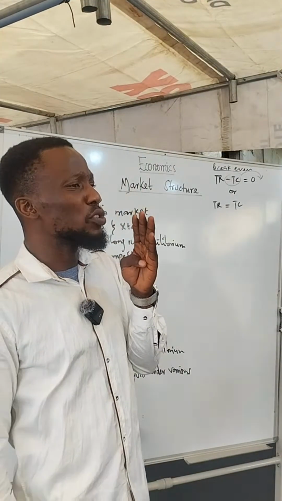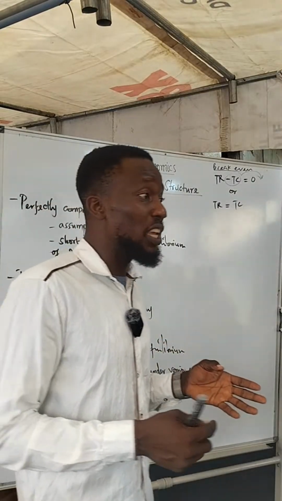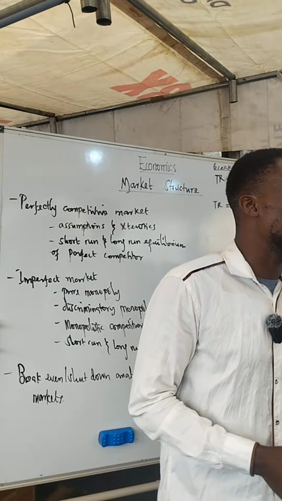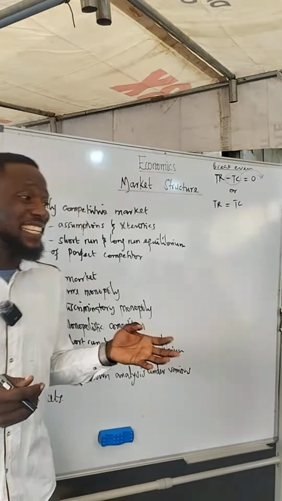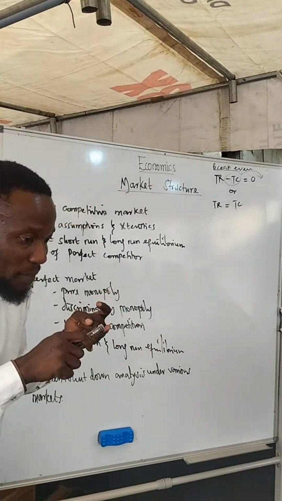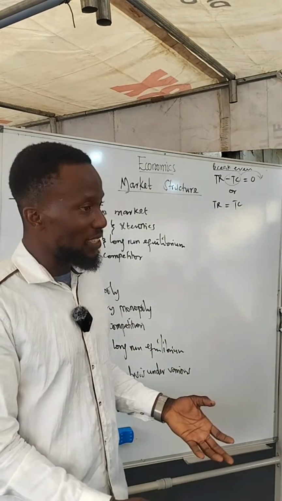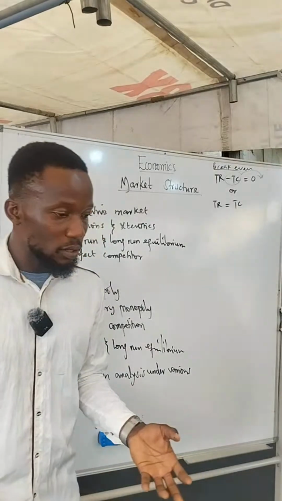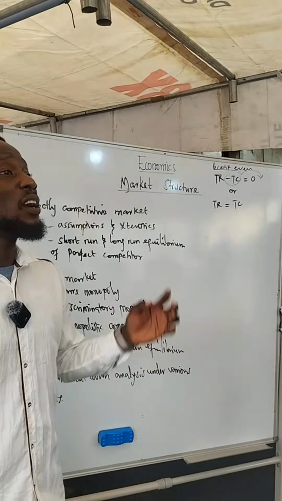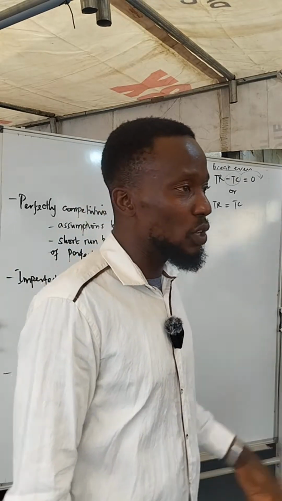Now, what are those things that separate market structures, the features that I will see before I can say that this is this type of market structure? Number one, the first of them is the number of buyers and sellers. The number of buyers and sellers will determine the type of market we are looking at.